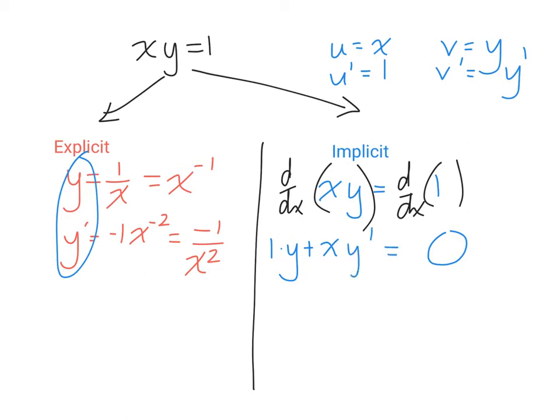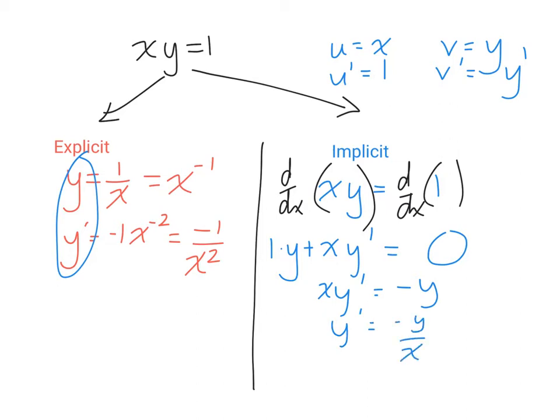Now we want to solve this for y prime, so x y prime is equal to, I can subtract y and move it to the right side. Now solving for y prime, I get negative y divided by x.